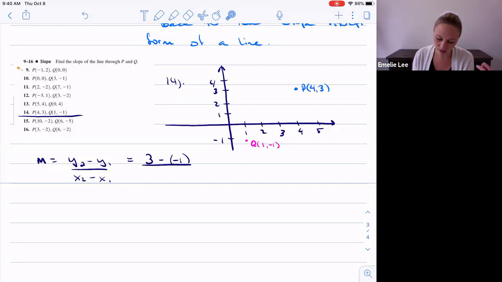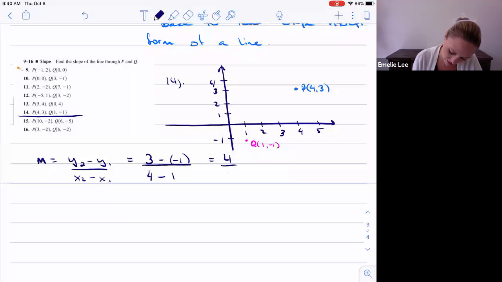So the x2 is 4 minus x1, which is 1. 3 minus -1 makes 4. 4 minus 1 is 3. Notice that I've got a positive slope here, which is what I'm expecting for this positive line.